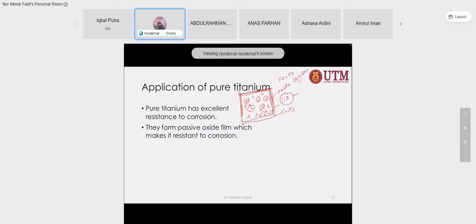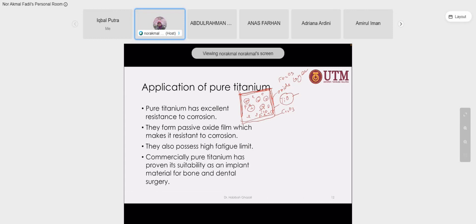The characteristics of the oxide layer are different from one metal to another metal. Iron oxide and magnesium oxide are non-passive layers because their physical structure is very poor. It cannot form a continuous and stable layer to protect the base material from further reaction with the environment. So the titanium also possesses a high fatigue limit.